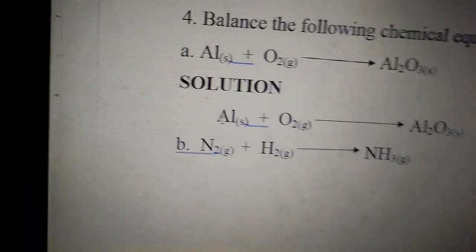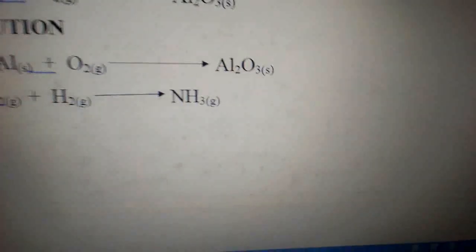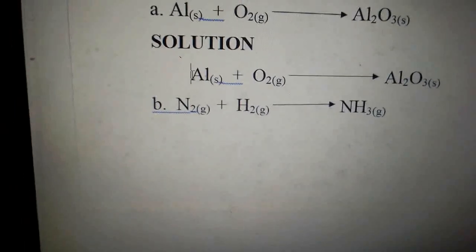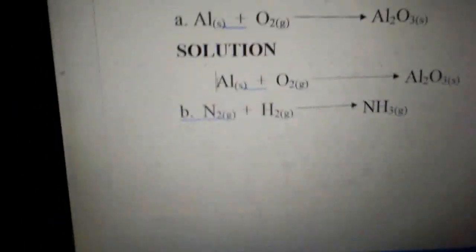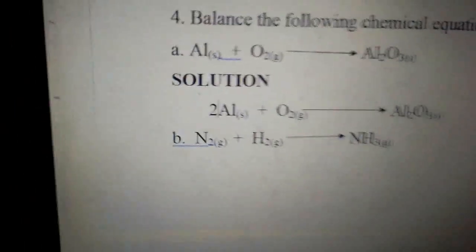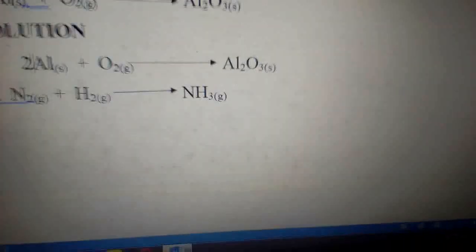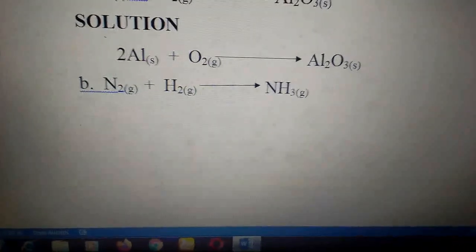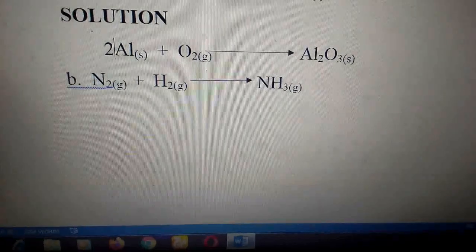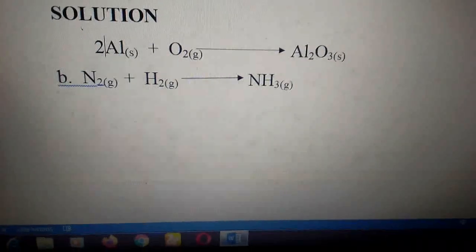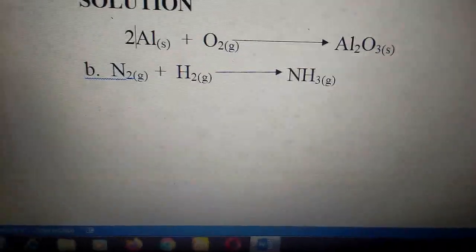For aluminium, 1 atom here and 2 atoms of aluminium on this side. So what would I do? I go to the left hand side that is deficient and put 2 in front of aluminium, and that balances aluminium. And look at oxygen. I have 3 atoms on this side, but only 2 on this side. So oxygen is deficient on the left hand side. But there's no number that can multiply 2 to give us 3. What do we do now?